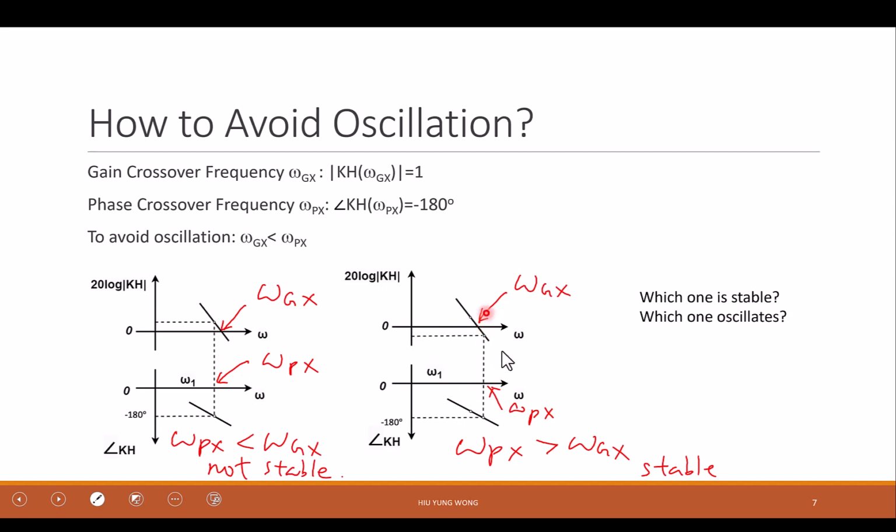in this case, before it reaches negative 180, so it's not completely positive feedback yet, my gain already reached 0 dB, which is 1, right? So it means when you reach negative 180, I'm small enough. Even if you have positive feedback, you are not going to cause oscillation. That's the way I memorize it. Is this okay? Yeah, memorize it in this way, right?